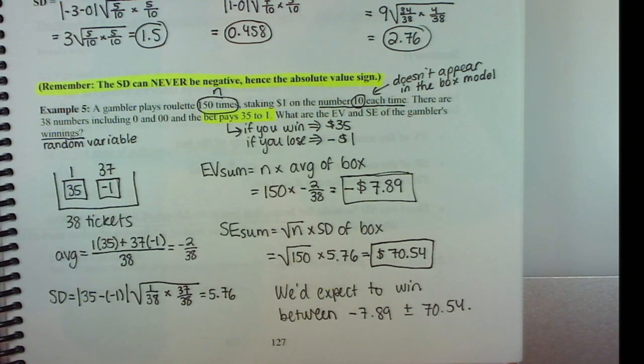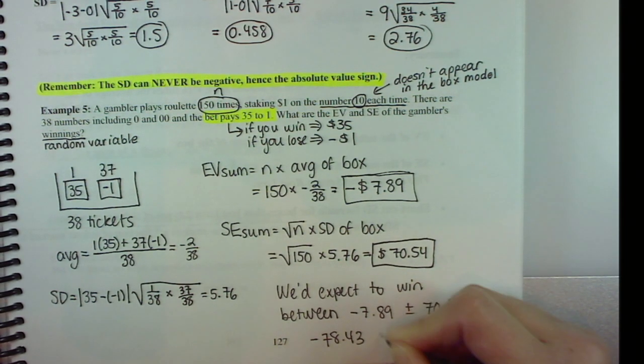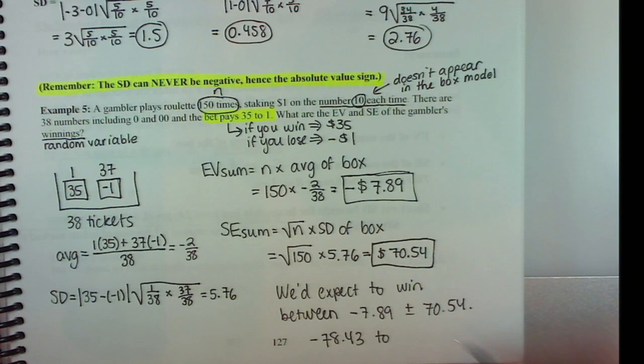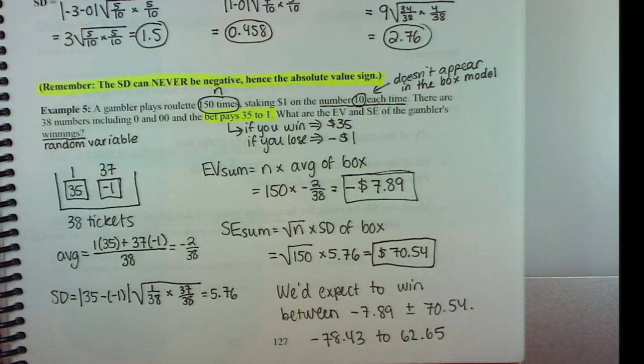70.54. So if I actually did -7.89 minus 70.54, I get -78.43, and if I did negative 7.89 plus 70.54, 62.65. So I'm expected to make a net profit of between about negative 78 and positive $62, which is, I don't know, such a big range, so much uncertainty. Kind of crazy that that's a thing. But our expected value is negative, so that's not good. We're expected to lose.